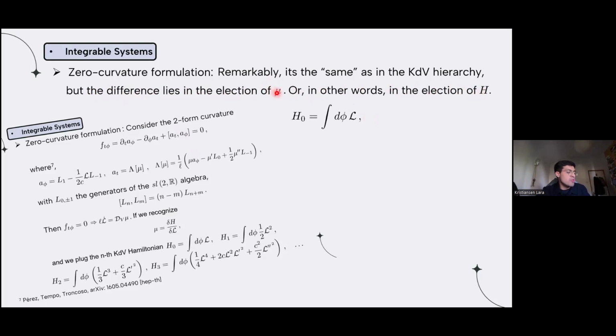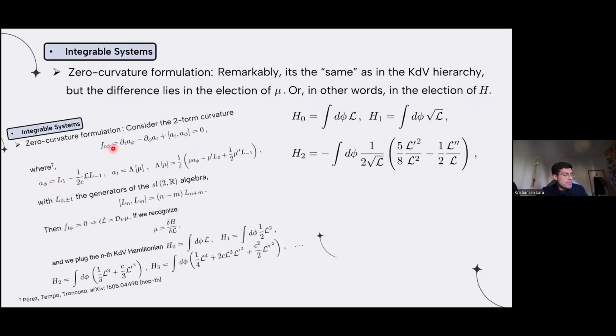Why? Remember that mu was the functional derivative of h with respect to L. So if you plug in your favorite Hamiltonian of the dim hierarchy, and you replace it here in the zero curvature formulation with these gauge fields At and Aphi, it's the same as KdV, but they differ only in this form of mu. Then you will be able to find the dim hierarchy. And that's it.